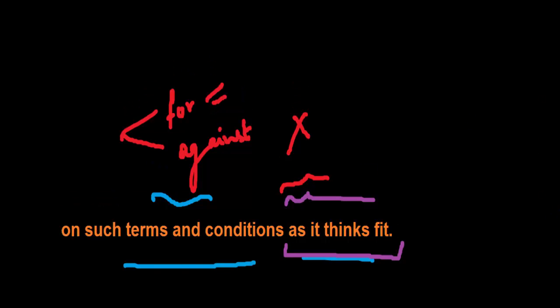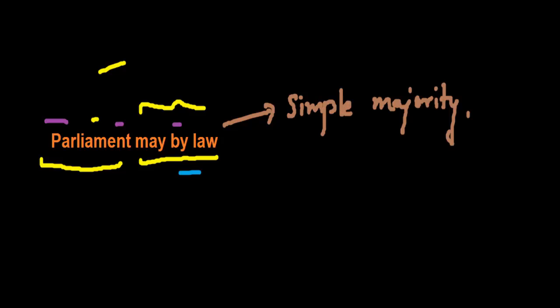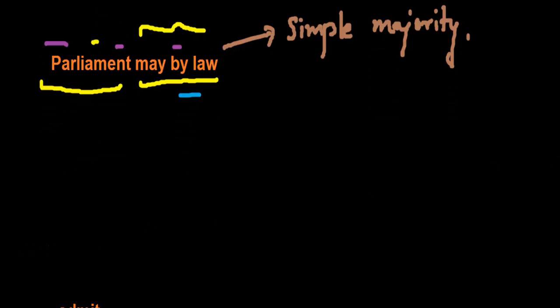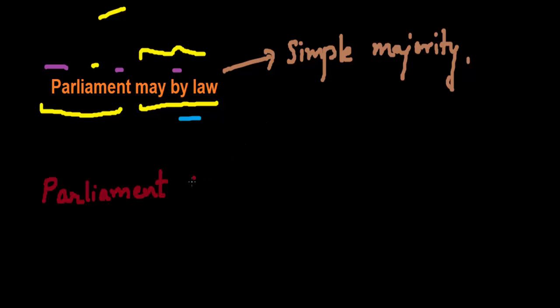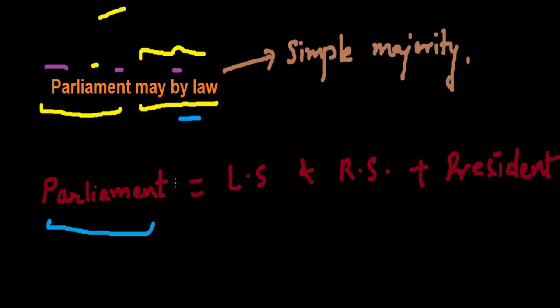To make this article a little clearer, let us see one more thing. Whenever we find words like may by law written in the constitution, it generally signifies that a simple majority is required to pass such an act. And I also feel it is necessary to tell you that when we say the word Parliament, it doesn't only mean Lok Sabha and Rajya Sabha, but it also means the President. The Parliament consists of 3 entities: 1, Lok Sabha; 2, Rajya Sabha; and 3, the President.